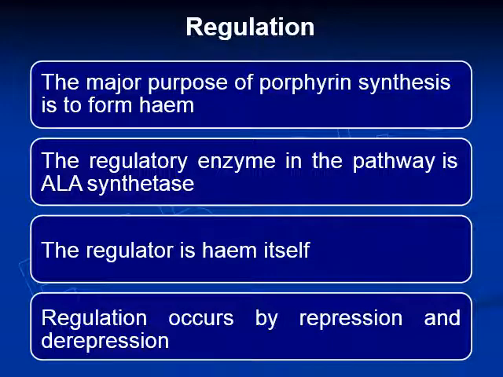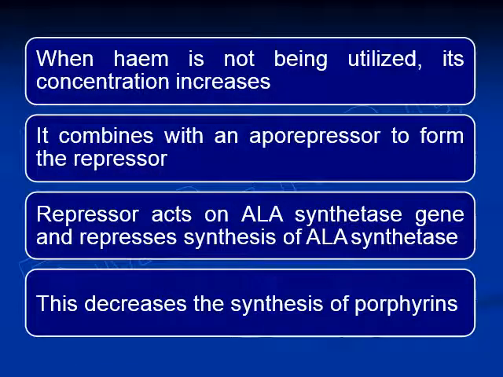Now, how this porphyrin synthesis is regulated, we need to know. And this regulation is important in order to form heme. So the main enzyme involved in the regulation is our ALA synthetase that develops, if you remember, delta amino levulinic acid. The regulator is the heme itself. Regulation will occur by the process of repression and derepression. Let's see how. When heme is not being utilized, that is when we have sufficient amount of heme in the body, the concentration will increase.